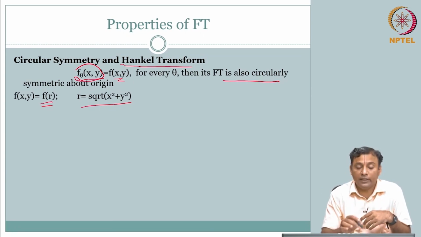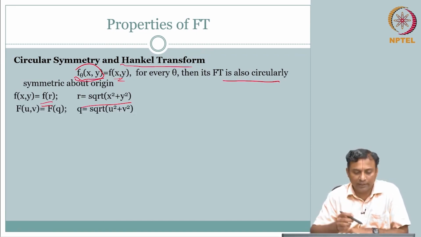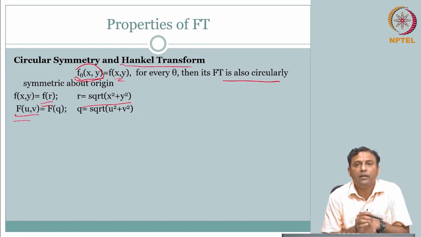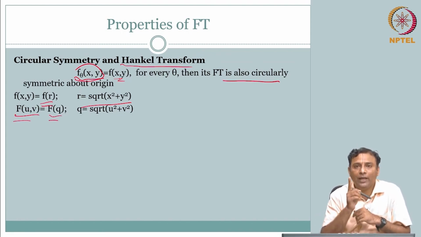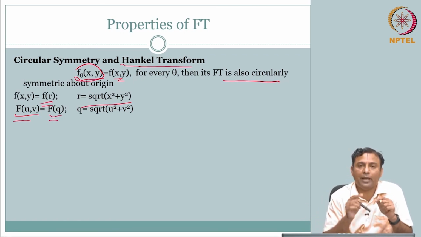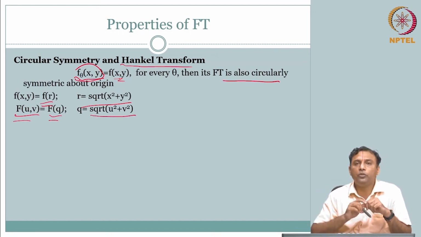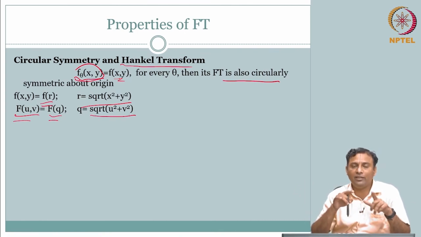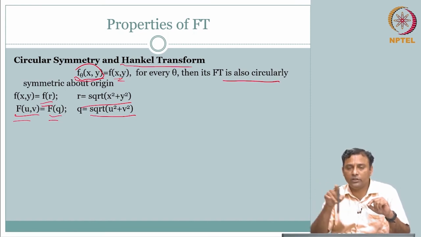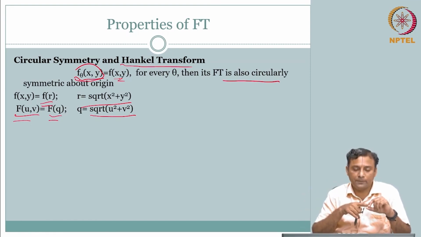If this is the case, the Fourier transform is also circularly symmetric, and therefore we should have an equivalent there. Your f of u comma v is also going to be symmetric, and therefore there also we could write it in terms of only one parameter, which is your radius parameter in the frequency domain. So you can get your small q as the square root of u squared plus v squared. u and v are your spatial frequencies, your spectral axes: horizontal frequency in the x direction and frequency in the y direction.